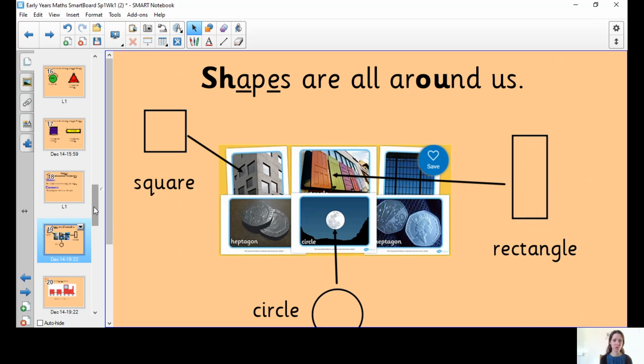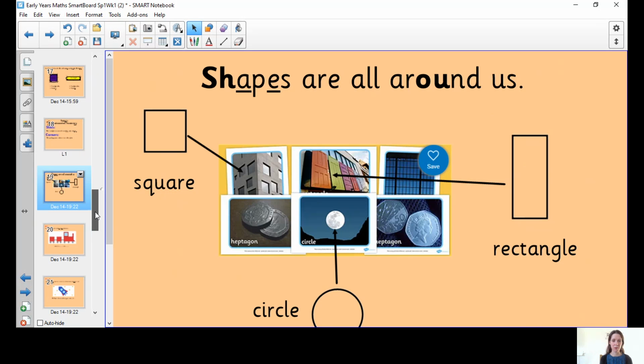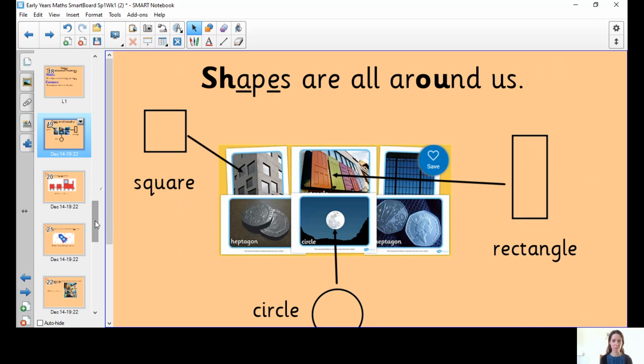Now I'm going to show you some pictures. First, it will be my turn to look at the pictures and talk about them. Then it will be your turn to have a go.